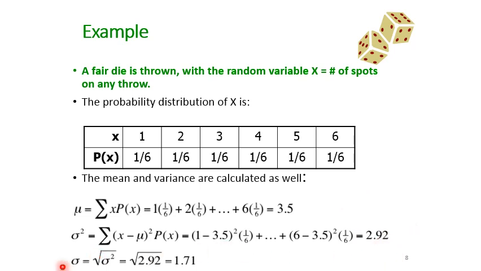Of course, to find the standard deviation of the number of spots, I will just take the square root of the variance, so the standard deviation for the number of spots is 1.71.